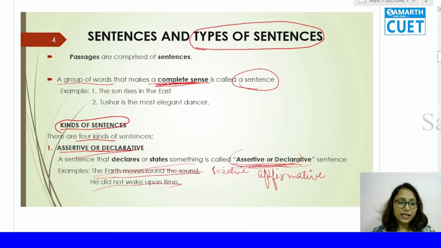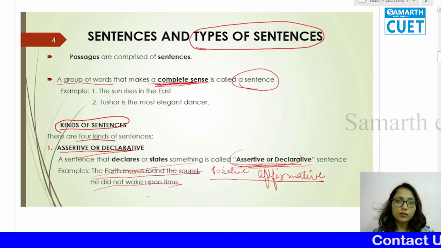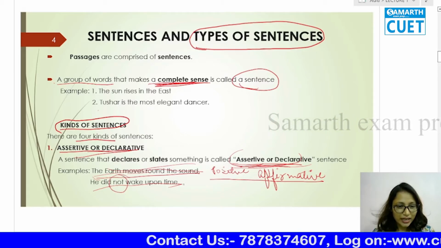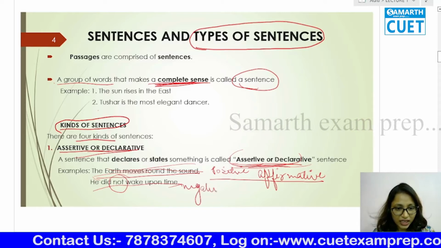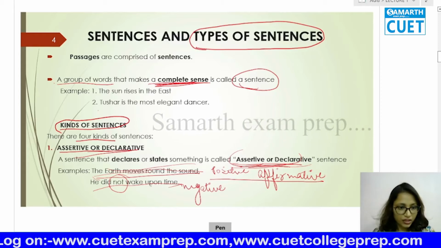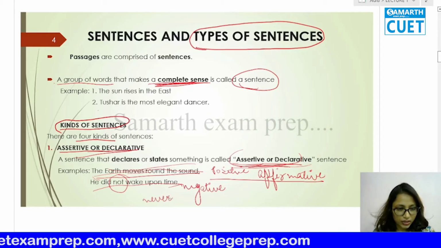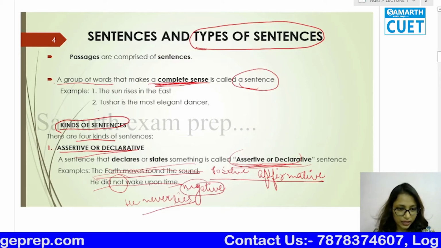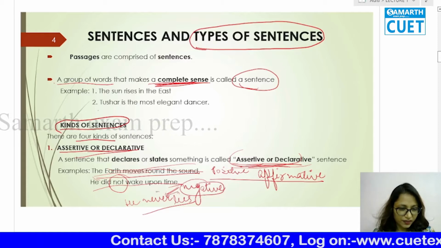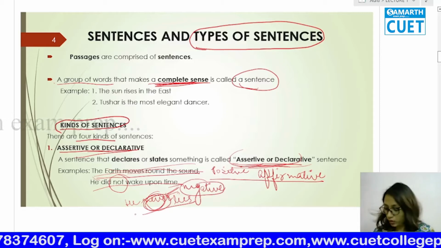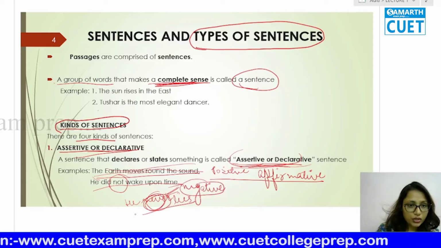So the first sentence, that means the earth moves round the sun, that is a positive or an affirmative sentence. That means we are not using any negative sense here. And he did not wake up, we are saying not, that is a negative sentence. He never lies, we are using a negative word never. So this is also a negative sentence, because here never is a negative word. So I'm hopeful you must have all known about the first sentence.